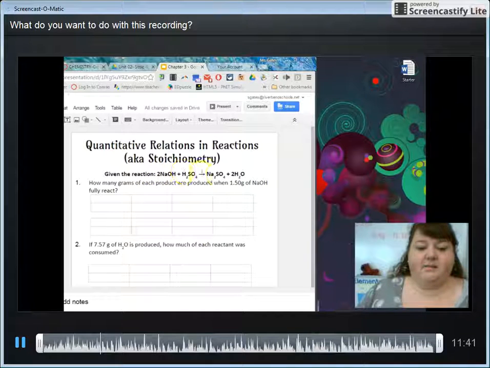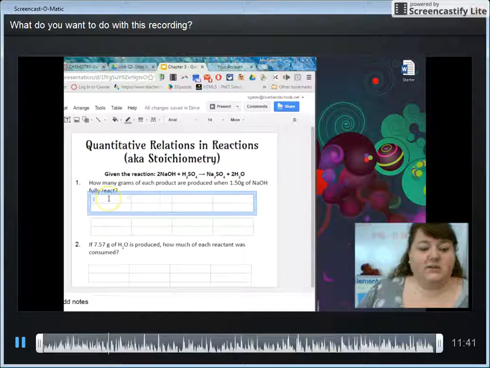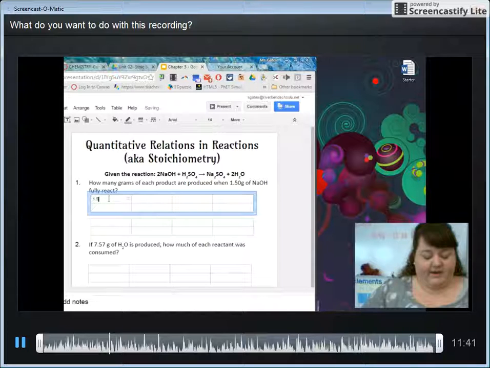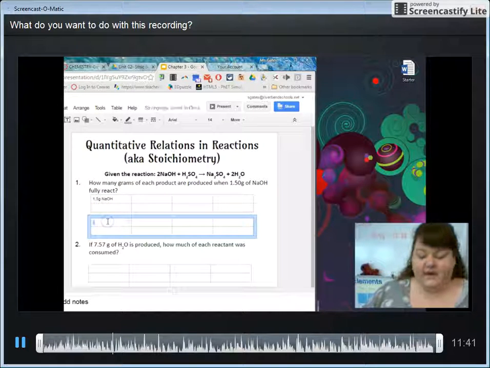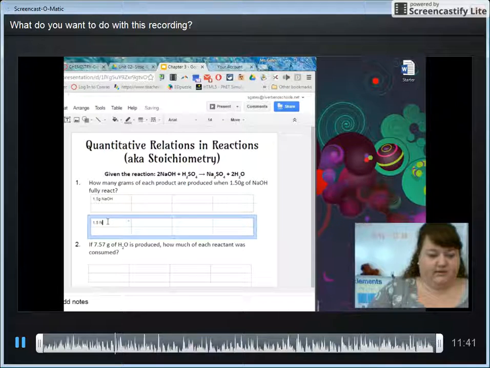So here we have our balanced chemical equation. We always want to make sure we start with that first. Our first question: how many grams of each product are produced when 1.5 grams of sodium hydroxide fully react? We're going to start both these problems with our 1.5 grams of NaOH, and we're going to convert that into grams of each of the two products we need.